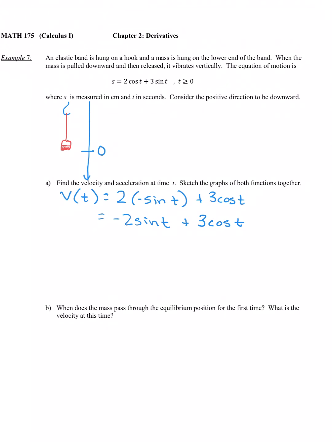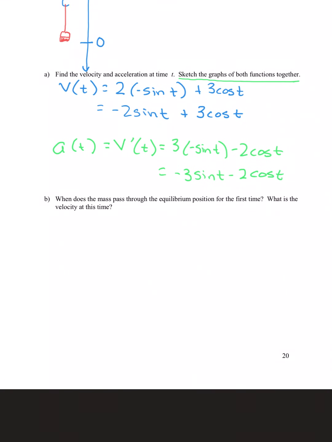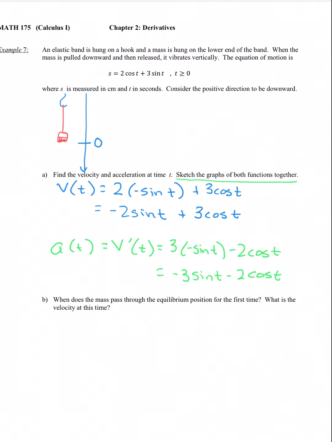And then our acceleration, I can do that in a different color, is going to be the derivative of the velocity or the second derivative of the position, right? And they do ask us to sketch those. You can go ahead and do that on your graphing calculator. And letter B asks for when does the mass pass through the equilibrium position.